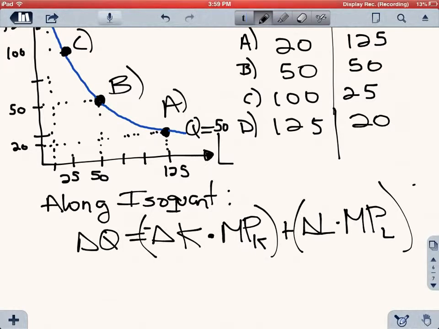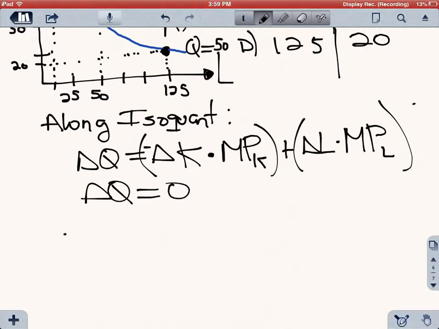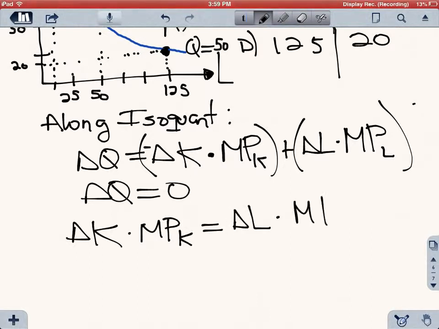But you already know that the change in output along an isoquant is 0. So essentially, along the isoquant, these two terms are essentially the same, right? Because if the change in output is 0 and I bring one of these terms to the other side, what I have is this: change in capital times marginal productivity of capital equals minus change in labor times marginal productivity of labor.